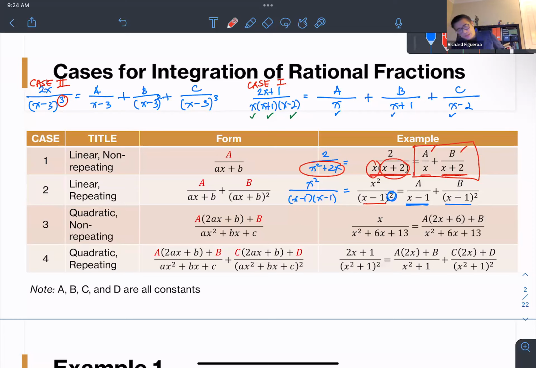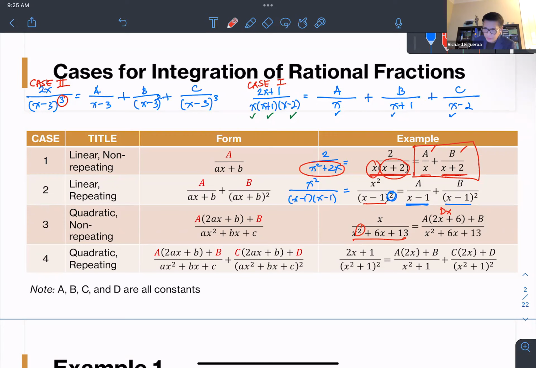In cases where the denominator is no longer factorable, for example x squared plus 6x plus 13, x squared plus 6x plus 13 is not factorable. However, because of the presence of x squared, that makes it quadratic. So if the denominator is quadratic, the format of the numerator will be this one. I'll start with a, and then this one is the derivative of the denominator with respect to x.